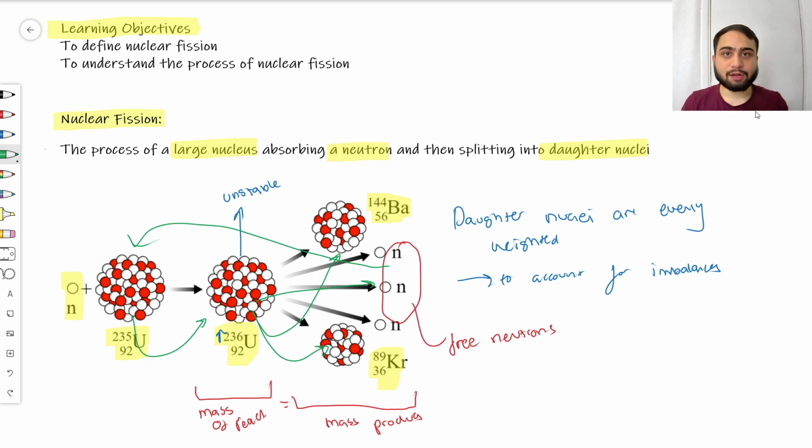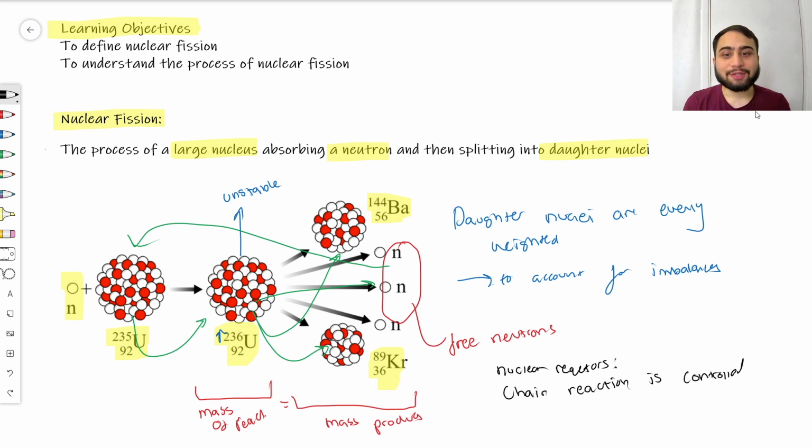Now, in nuclear reactors, this chain reaction is controlled. So let's write that down. Nuclear reactors: chain reaction is controlled.